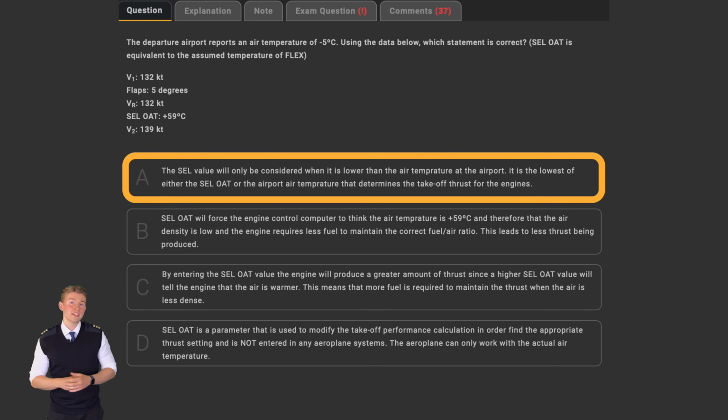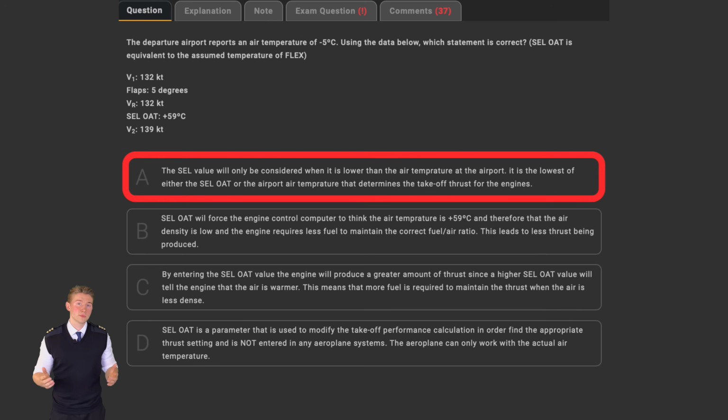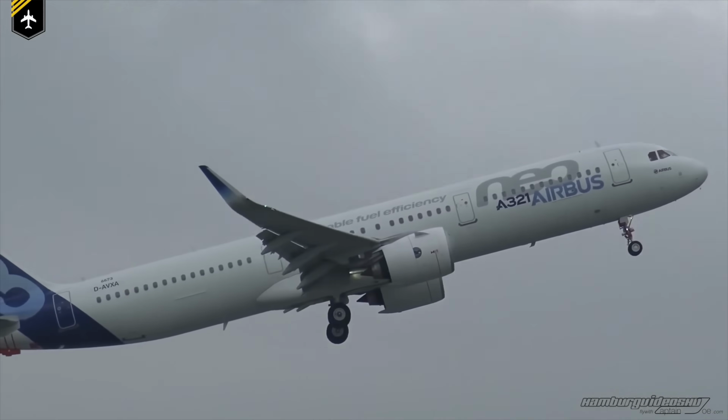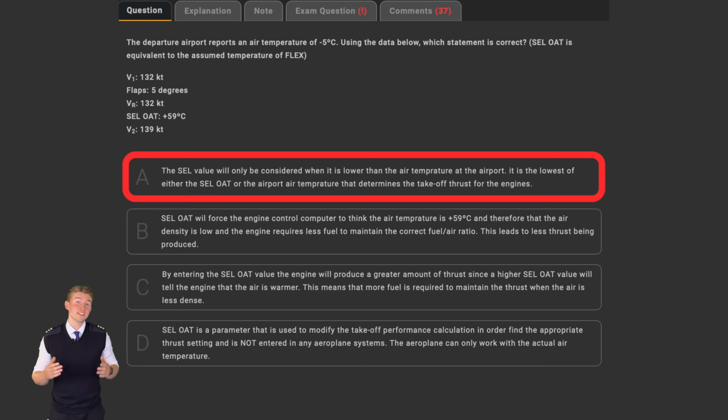It is supposed that the assumed temperature method, or flex takeoff, can only be used by selecting a lower assumed temperature than the actual outside air temperature at the airport. That is incorrect, since with the assumed temperature method, we want to reduce the thrust in order to reduce wear of the engine, resulting in a longer lifespan and reduced maintenance costs. Since the upper limit of the engine thrust at airport elevation, however, is limited by the ambient air temperature, we would have to select higher temperatures for the flex takeoff in order to achieve the reduction in thrust.